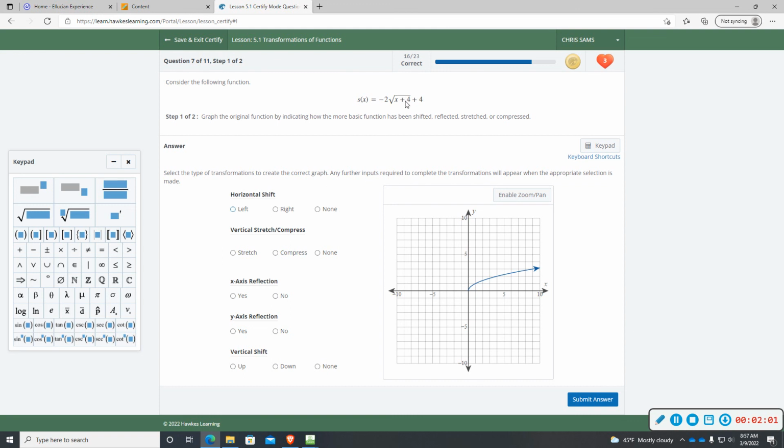We're going to start with the +4. It's going to move it left 4. Vertical stretch or compression, this number out front, that 2 is more than 1 away, so it's going to do a vertical stretch by 2 units. X-axis reflection, yes, because this is being negative. Y-axis reflection, no, we don't have a negative there. And then vertical shift up 4.